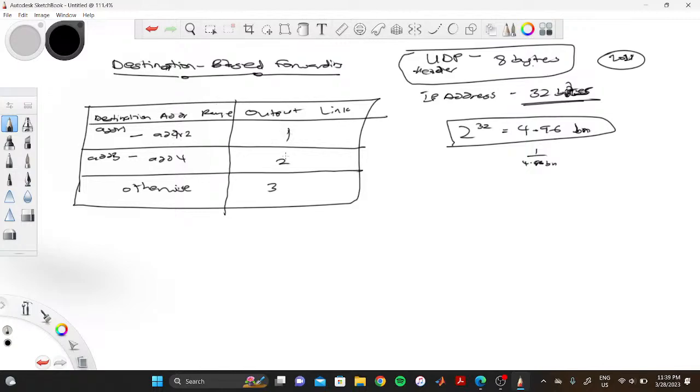That's destination-based forwarding, and these addresses are IP addresses. You can't match on anything else in destination-based forwarding. You may get a question that says, in generalized forwarding, which of the following cannot be used? We'll talk about generalized forwarding. But in destination-based forwarding, let me clarify: only destination IP addresses are used. Source IP addresses are not used. Only destination IP addresses are used to forward the messages.